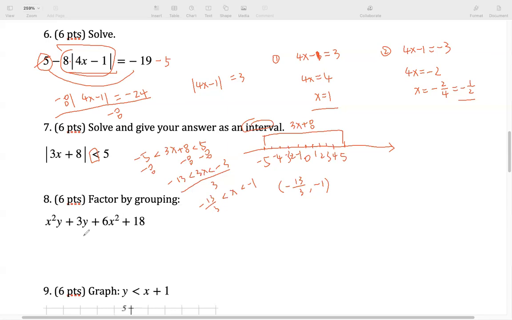Okay, let's see number 8. We want to factor by grouping. Because we have 4 terms, we want to group them 2 by 2. The common factor of those first 2 is y. So factor y out of x squared plus 3.